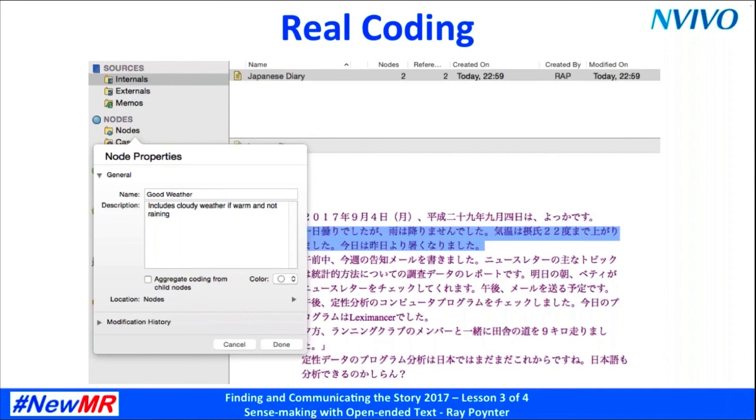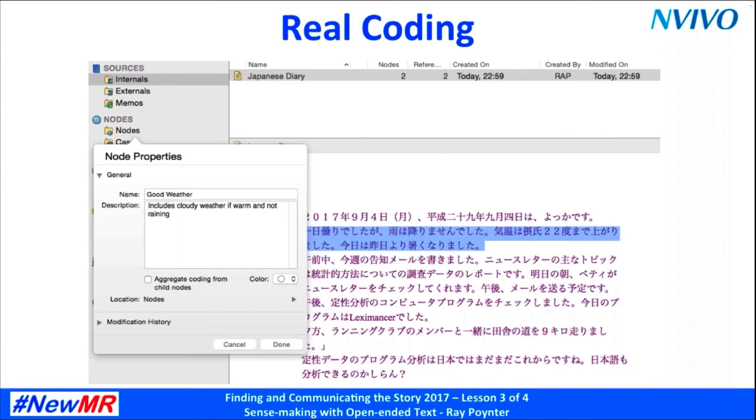The other thing I want to mention about foreign languages is that most of these tools work really well with French and German and things like that. But when you get languages like Thai and Mandarin and here Japanese that don't have spaces between the words, a lot of the automated aspects, the word clouds, the word counts, become problematic. But I can still code here. And this is what I mean by real coding.